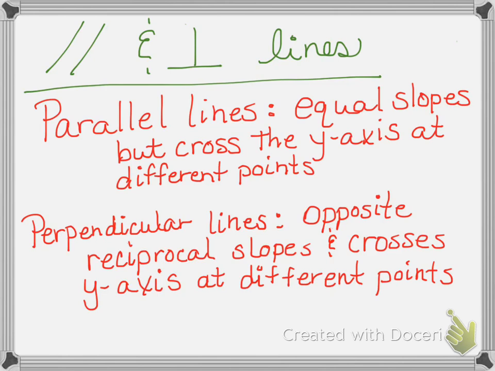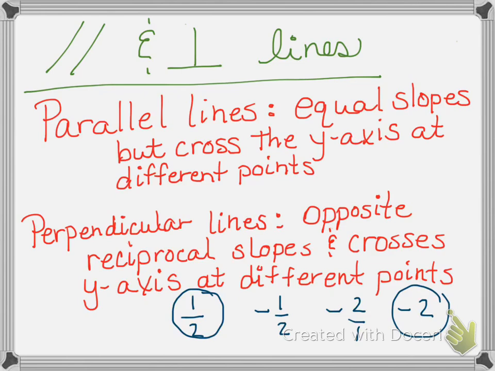So think about what opposite reciprocal means. If I have a slope of 1/2, or a half, the opposite is going to be a negative 1/2, and to do the reciprocal, it's actually a negative 2/1, or we can just write that as -2. So 1/2 and -2 are opposite reciprocals.